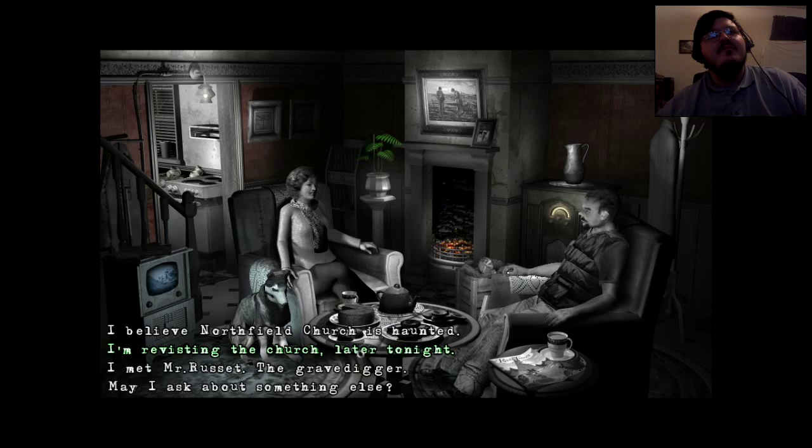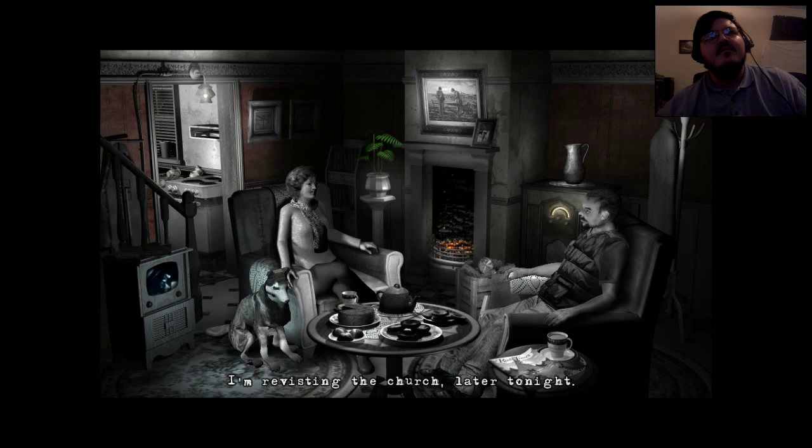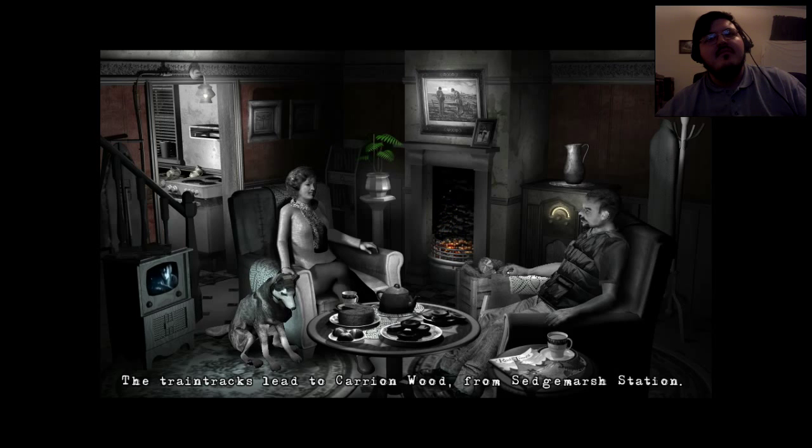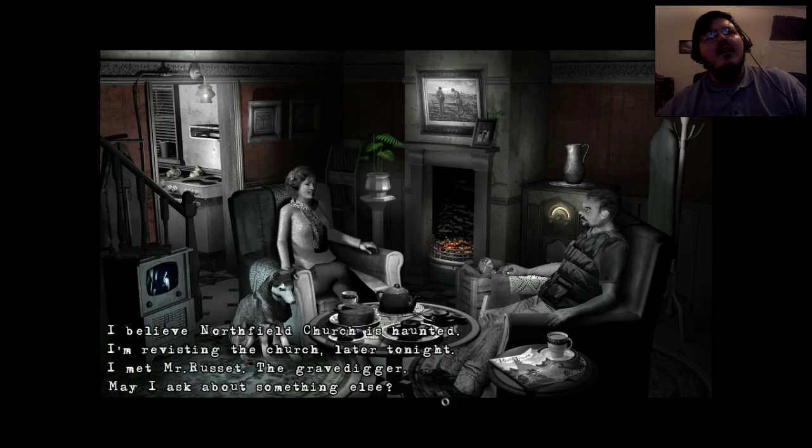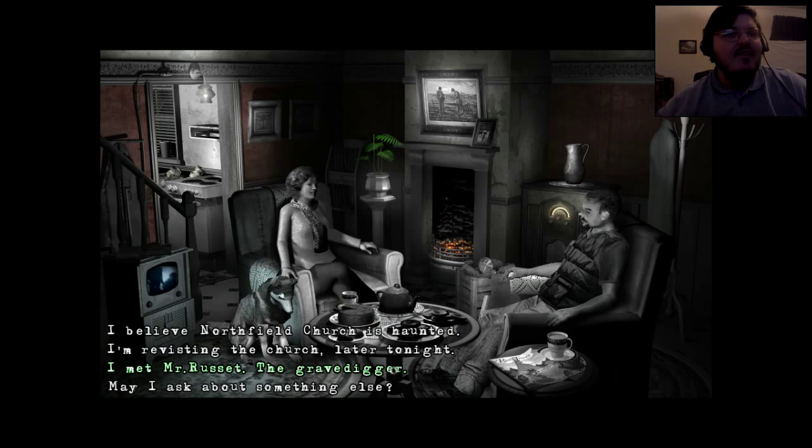Okay. I'm revisiting the church later tonight. How? It's a jolly long way and there's no night bus. The train tracks lead to Carrion Wood, from Sedgemarsh Station. In that case, you must take this charm. I felt there was someone, or something, watching me from the railway sidings. I know, Nigel. Be careful tonight. Okay. It sounds like nighttime's gonna be interesting.